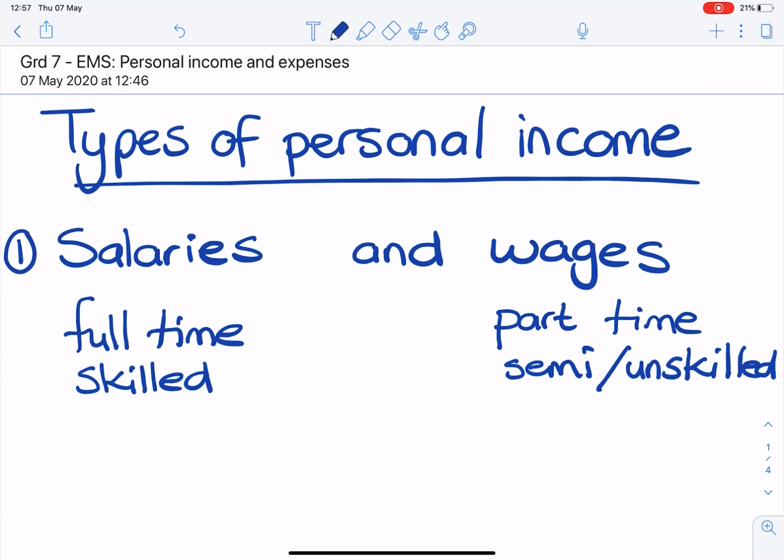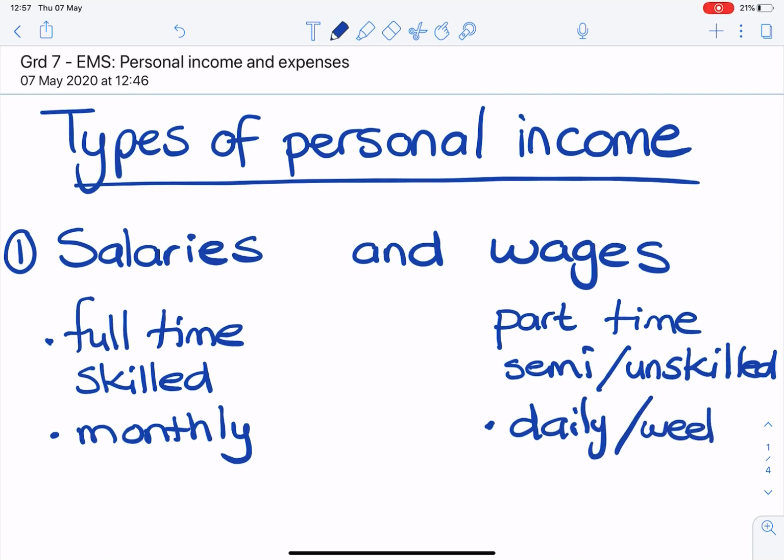Salaries are paid at the end of the month, so they are paid monthly, and wages are paid either daily or weekly. Salaries are constant. It is the same amount of money every month, whereas wages change depending on how many hours are worked and depending on what kind of work is being done.